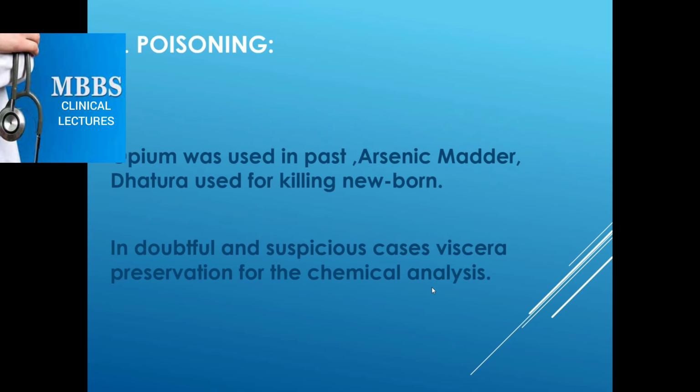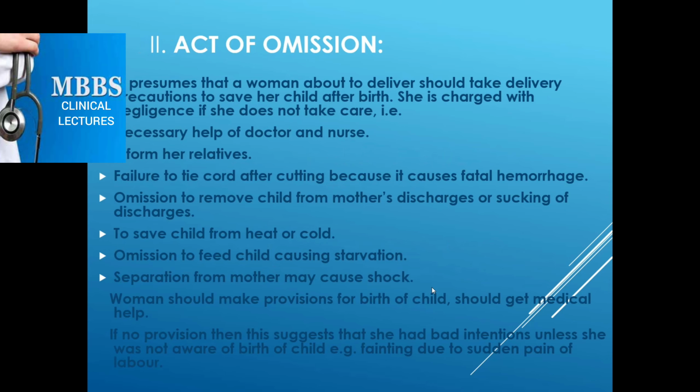Poisoning. Opium was used in the past. Arsenic, madar and dhatura were used for killing a newborn. If the case is suspicious of poisoning, then viscera should be preserved for chemical analysis.